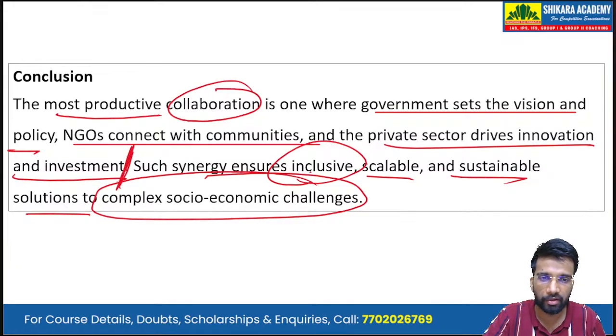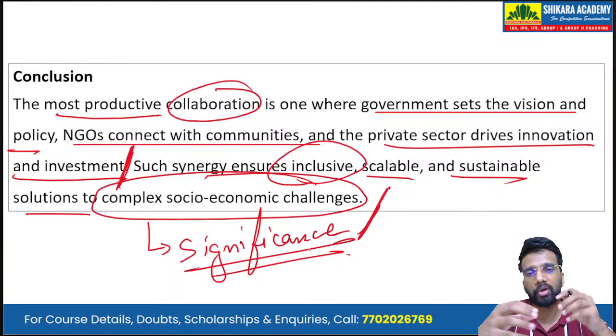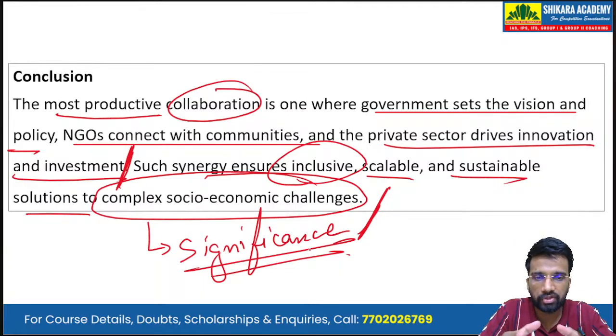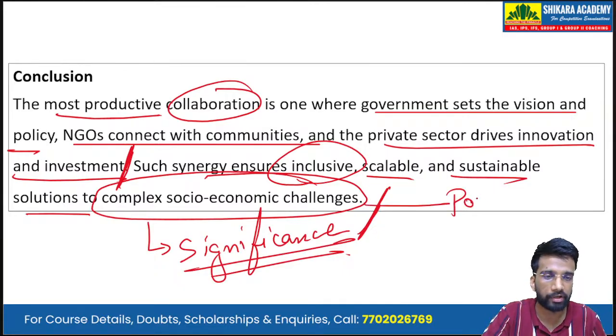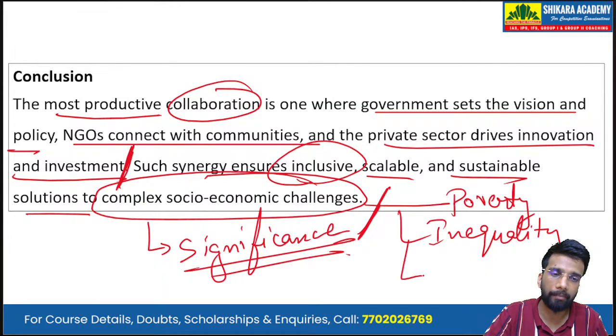So this is the significance. The ending line is the line of significance because this synergy will ensure inclusive, scalable, and sustainable solutions to complex socio-economic challenges, challenges such as poverty, inequality, and unemployment.